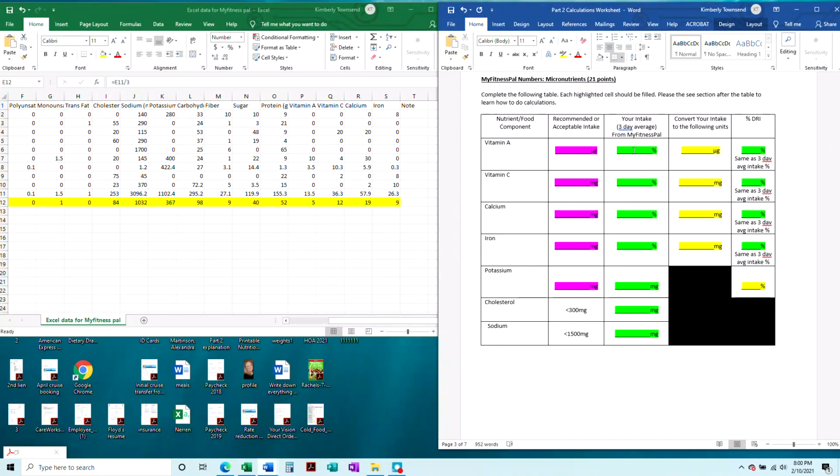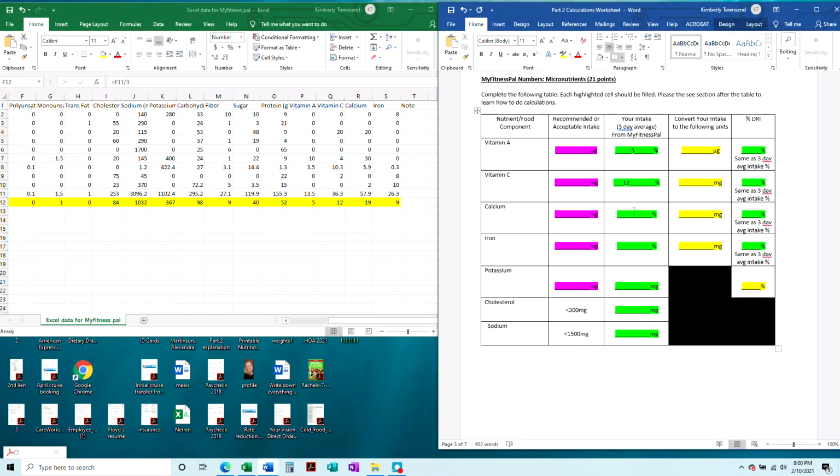Now, one of the things about this 3-day average with the vitamins, the vitamin A, C, calcium, and iron, they are in percentages on the Excel sheet. So that's why you have a percentage here. So this one would be 5% for vitamin A. Vitamin C is 12.